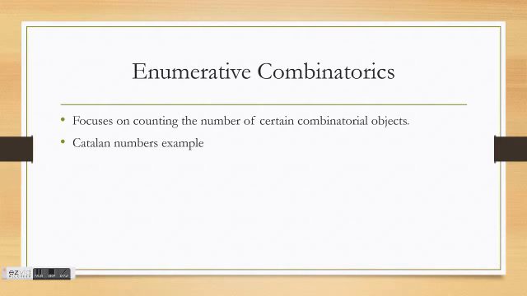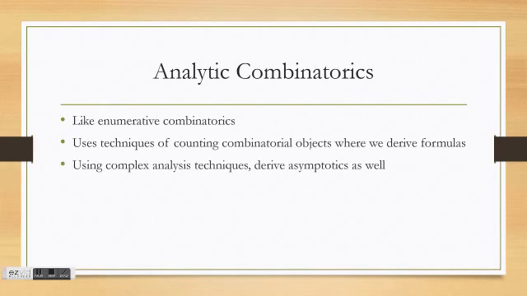But right now, I want to talk about the other combinatorics, which includes analytic. It's like enumerative, but it uses techniques of counting the objects to derive formulas. It also uses complex analysis techniques to derive asymptotics.